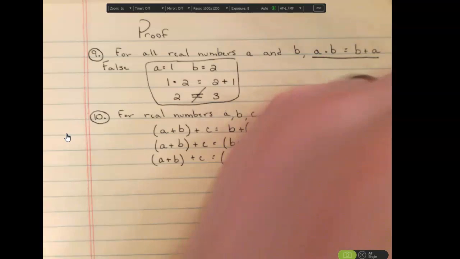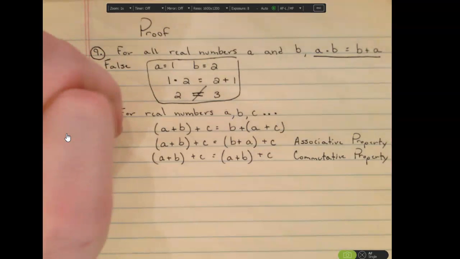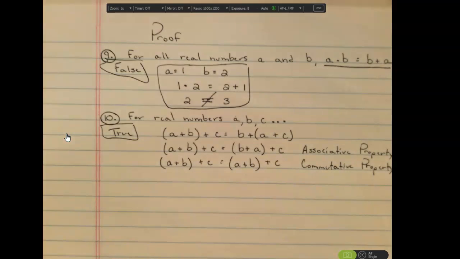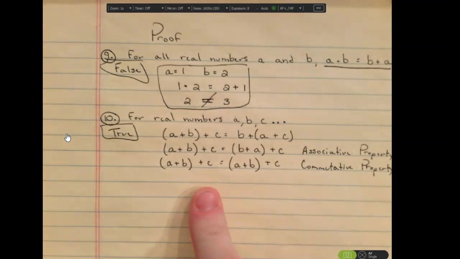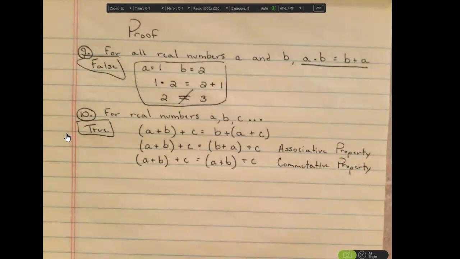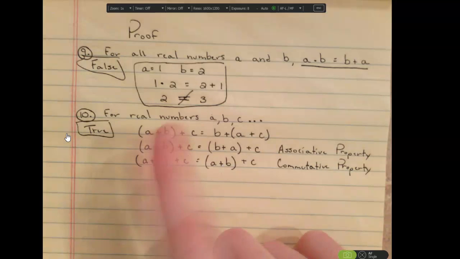So there we have it. This one is going to be true. So there you go. Number 10 is true. We have proved it true because we moved some pieces around. We showed those properties, and there you have it. So 9 was false, 10 was true.